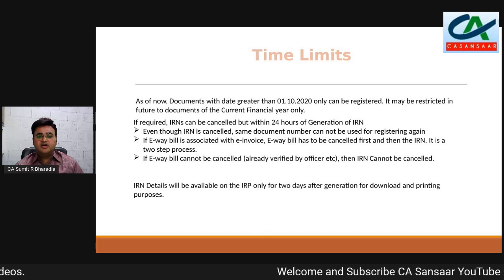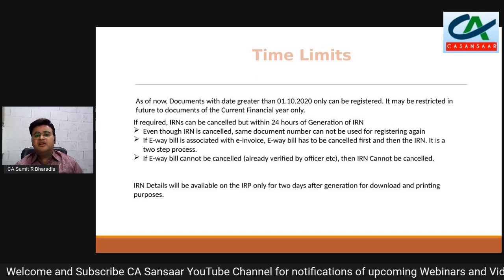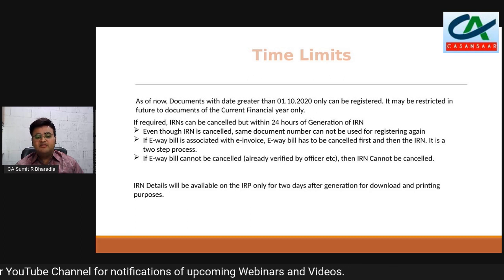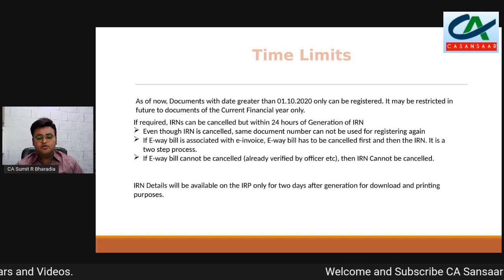Even though the IRN is cancelled, the same document cannot be generated again for the same registered person. If an e-way bill is generated, then the e-way bill first needs to be cancelled, then the e-invoice needs to be cancelled. If the e-way bill cannot be cancelled, then the e-invoice cannot be cancelled. IRN details will be available at the portal only for 2 days.